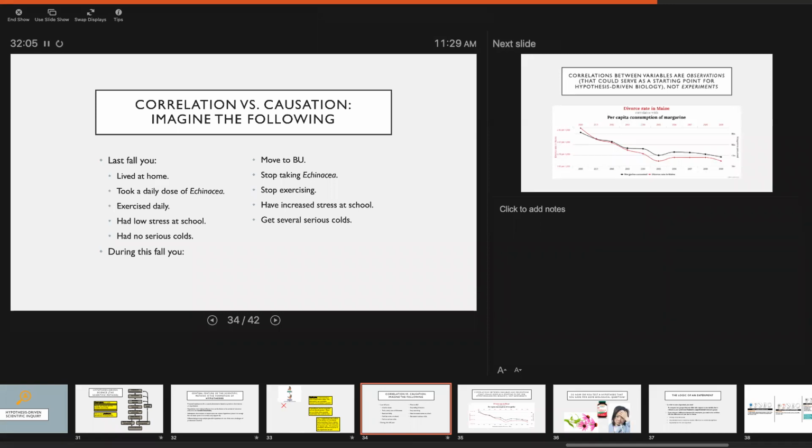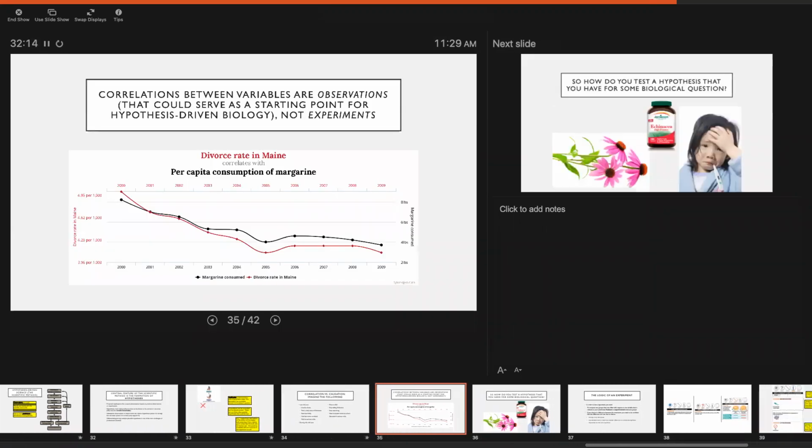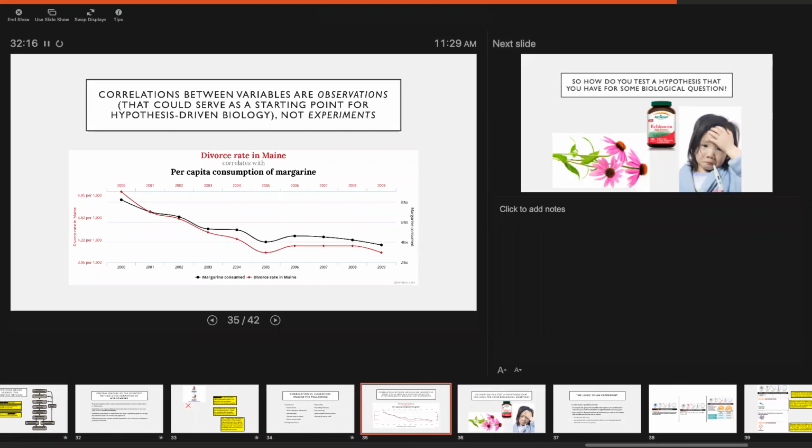And in class, I asked the class this question and they said no. But the answer is we don't know, right? We have to test this hypothesis. And the reason why is because you can find all kinds of correlations that do not give meaning. So here we have two different graphs, one for the divorce rate in Maine across years between 2000 and 2009, and the per capita consumption of margarine during the same time.